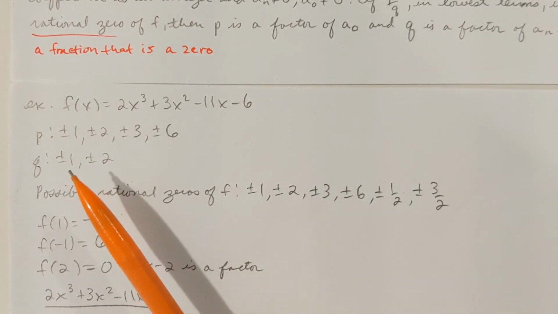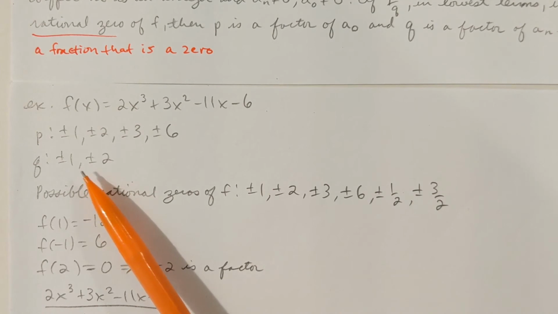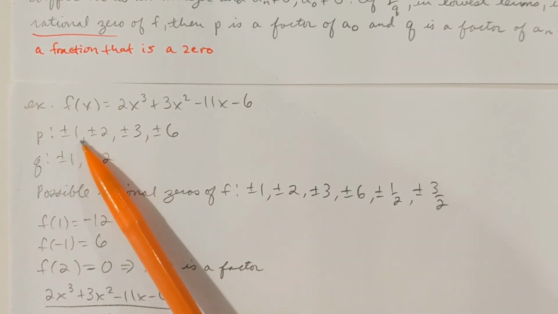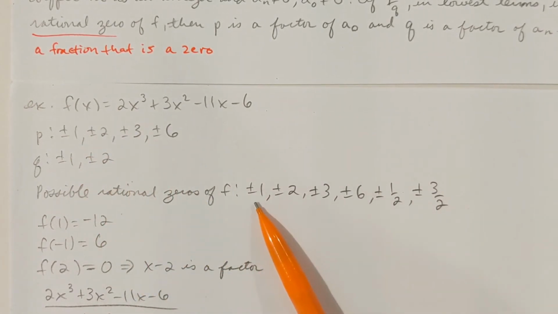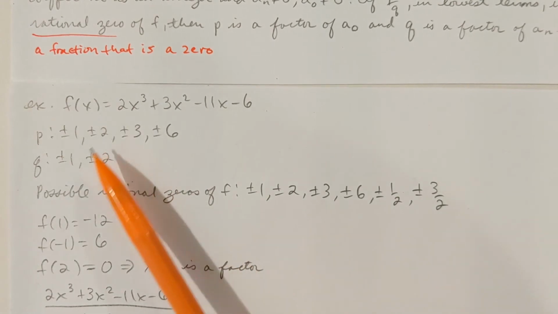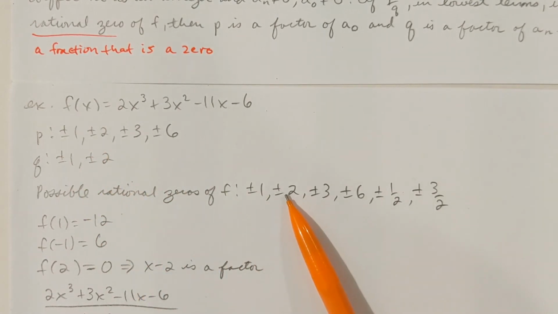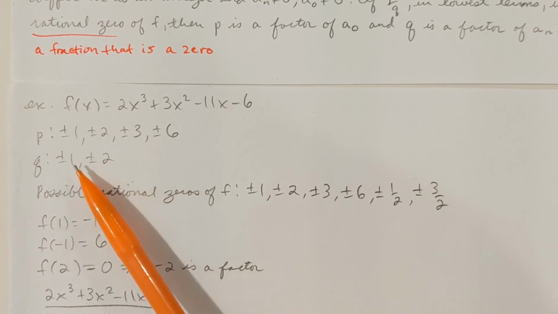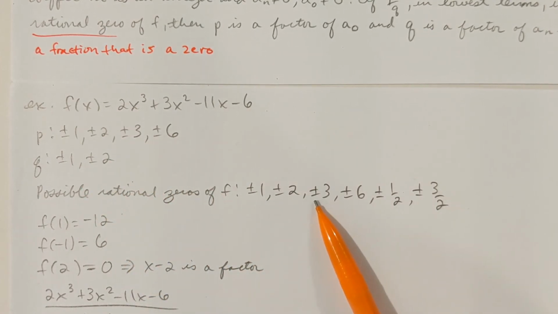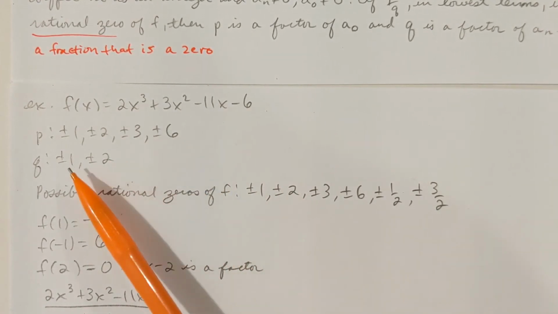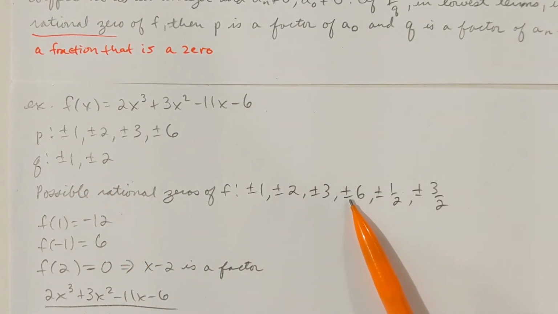So I'm going to start by listing all the numbers where 1 or -1 happens to be in the denominator. If you take plus or minus 1 over plus or minus 1, that's plus or minus 1. Plus or minus 2 over plus or minus 1, that's plus or minus 2. Plus or minus 3 over plus or minus 1, that's plus or minus 3. And plus or minus 6 over plus or minus 1, that's plus or minus 6.